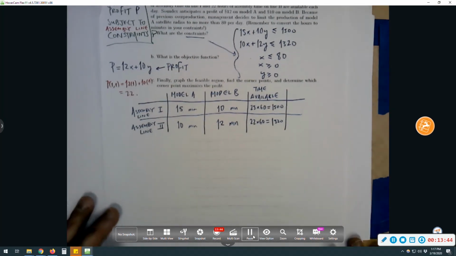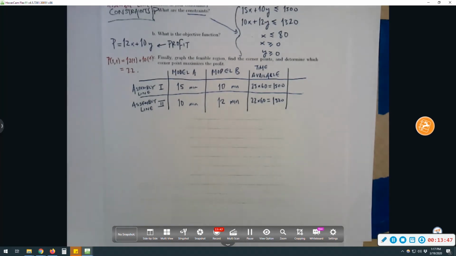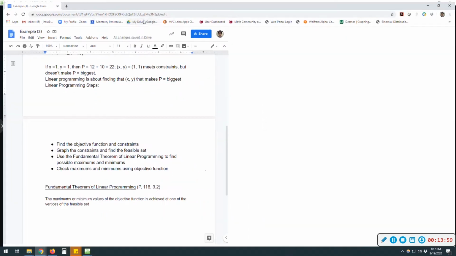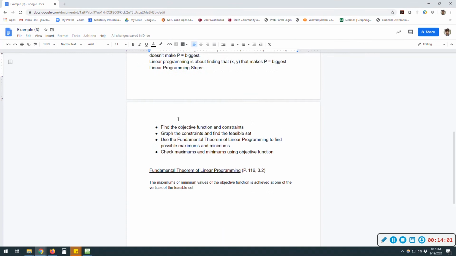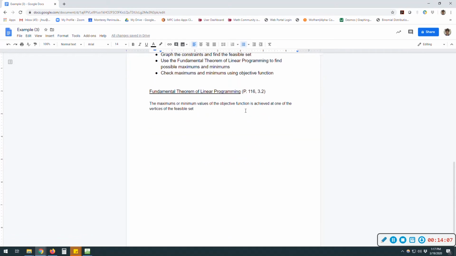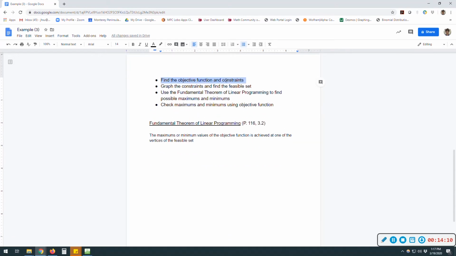As I said yesterday, I'll show you the notes that we took yesterday, but there'll be some better notes uploaded later on. Okay, so here we go. What we want to do is we found the objective function and the constraints.